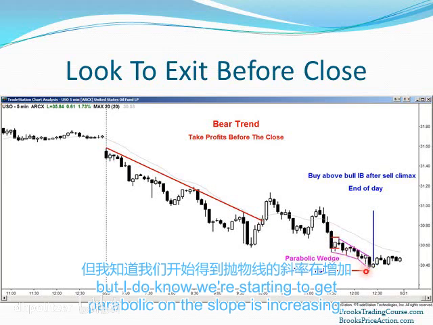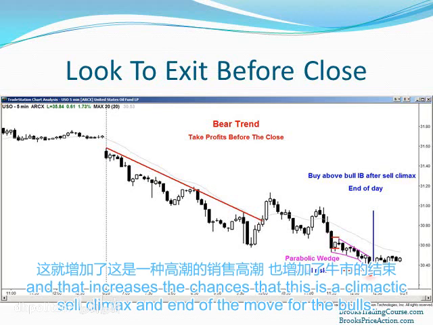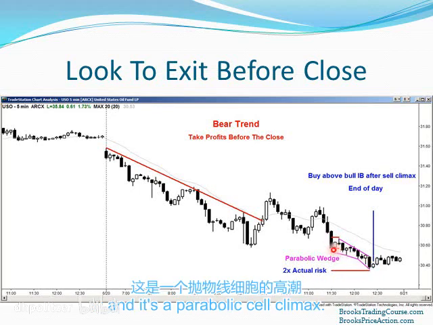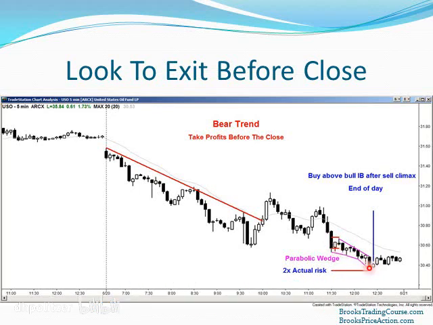The slope is increasing, and that increases the chances that this is a climactic sell climax and end of the move. For the bulls, they see a bull inside bar after a sell climax, and it's a parabolic sell climax.